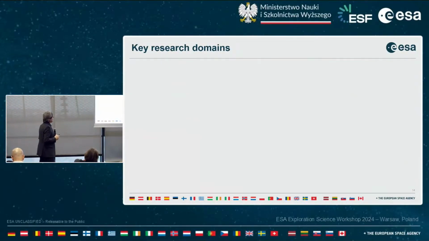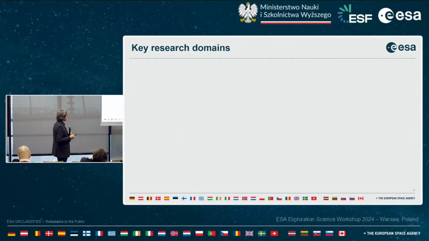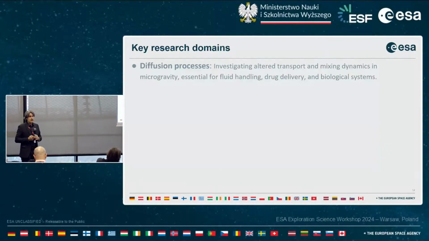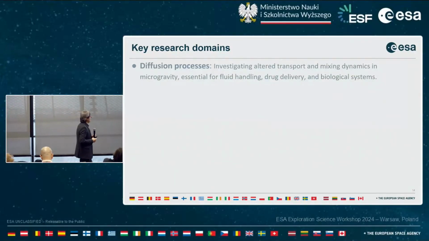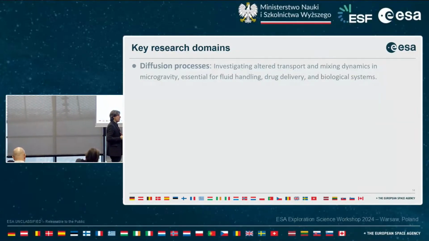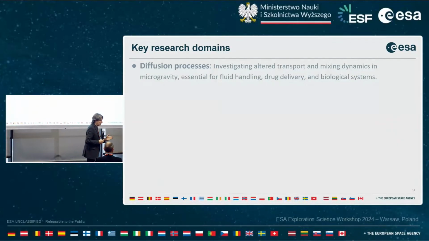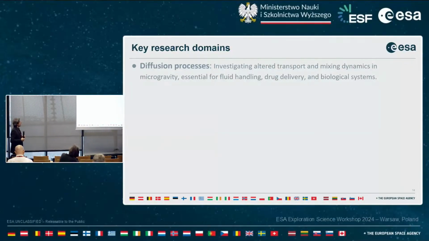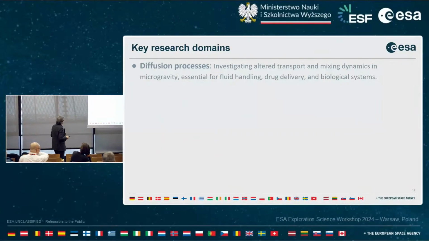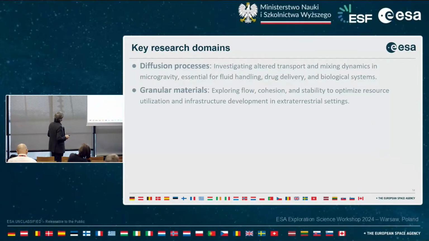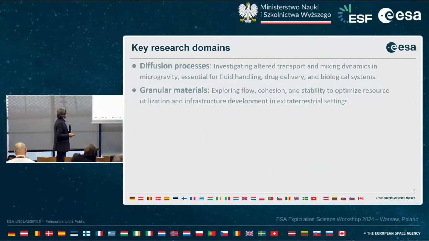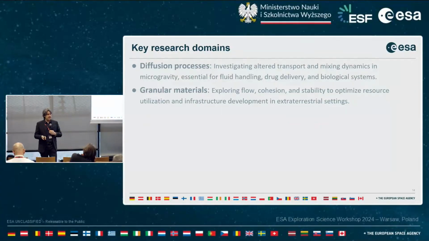Now, what are the research domains that we identified after all this work as the ones that we think would be more important to pursue in the future? Well, the first one is diffusion processes. Diffusion processes with the idea that as a potential delivery, I swear that I didn't modify the presentation after your question today. This was already like that. With a potential consequence on how we handle fluids, deliver drugs, and what are the potential consequences for diffusion in biological systems. Granular material to explore flow, cohesion, and stability to optimize resource utilization and infrastructure development in extraterrestrial settings.